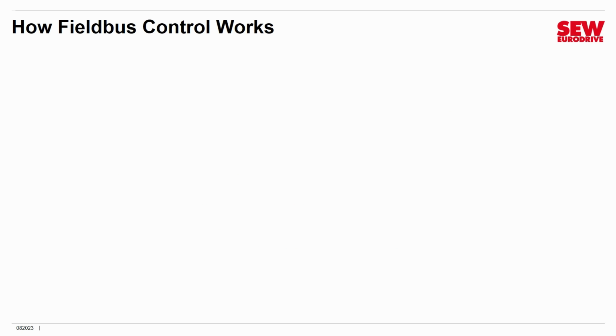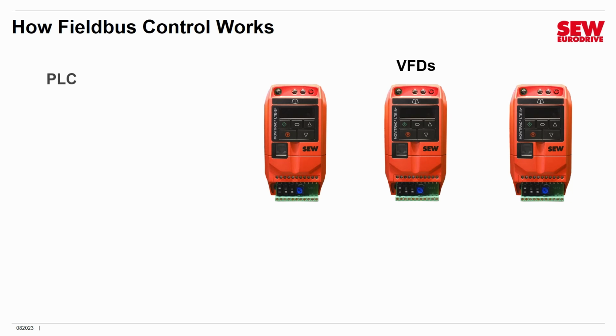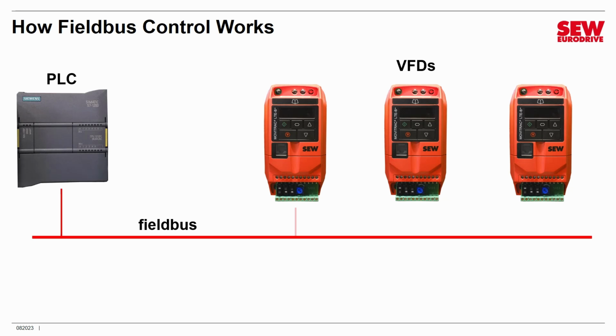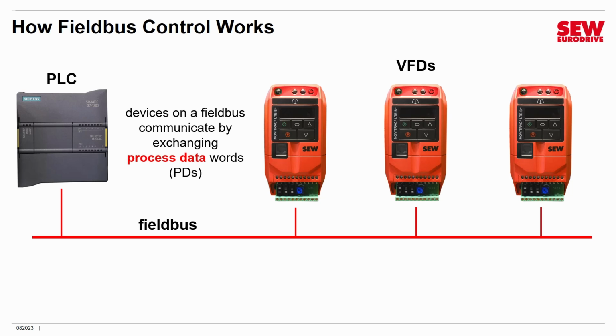All right, so let's get into the details of what the MOVITRAC is expecting. First of all, let's go into how field bus control works. Let's just start with a generic field bus with a PLC connected to it and several VFDs. How does the PLC talk to the VFDs and tell them what to do? The answer is it sends them process data words across the field bus. Process data words are 16-bit binary numbers that travel from the PLC to the VFDs or travel back from the VFDs to the PLC. They contain information that controls the VFDs.